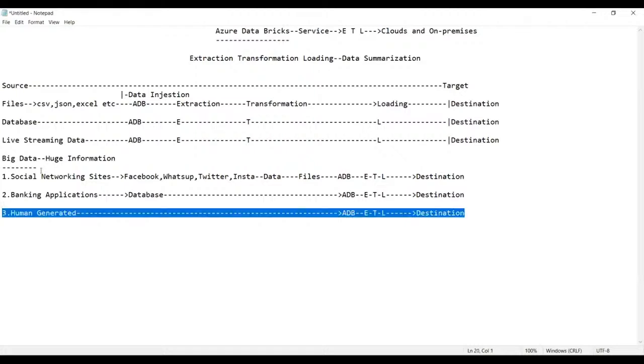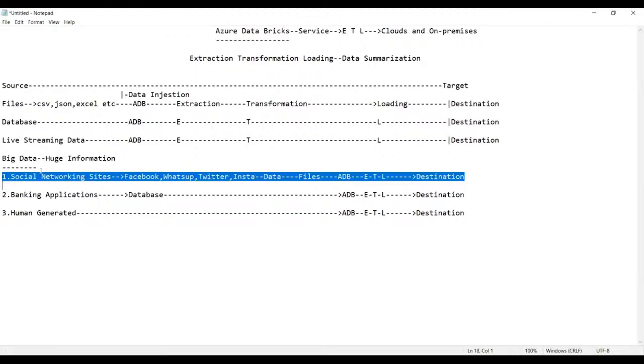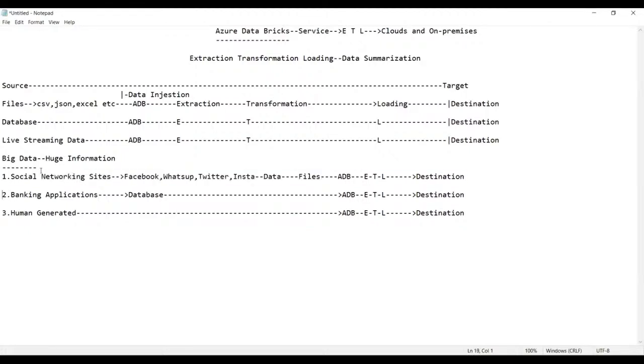Okay, guys. So we can get the data from social networking sites, banking applications, human generated data. These are the various things you have. Getting my point, everyone?